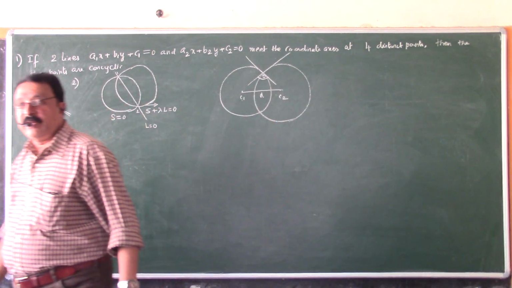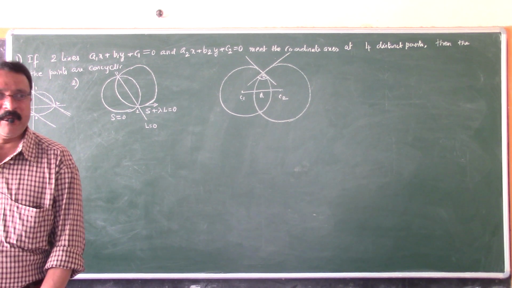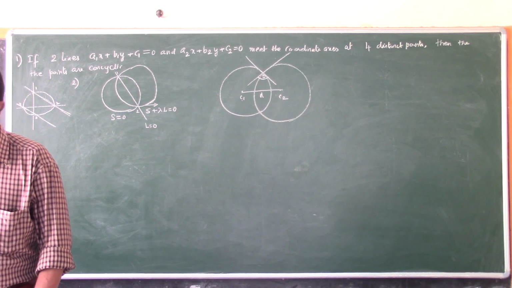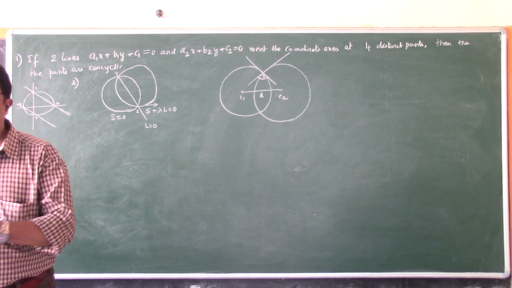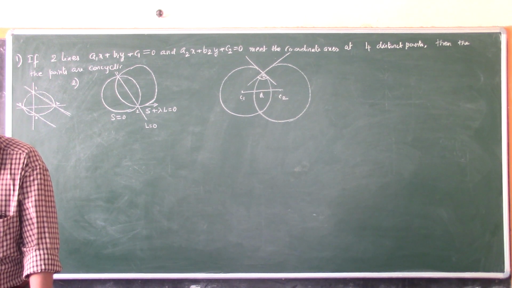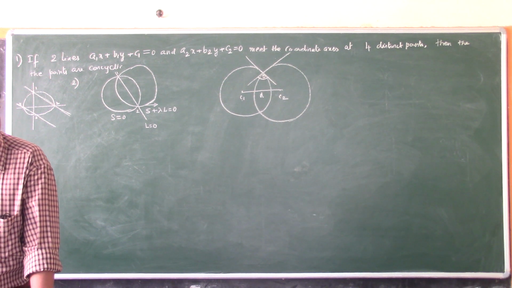And also note that if theta is 90 degrees, it need not be 90 degrees always. If it is 90 degrees, then the two circles, intersecting circles, are said to intersect orthogonally. Such a system of circles is called orthogonal circles.